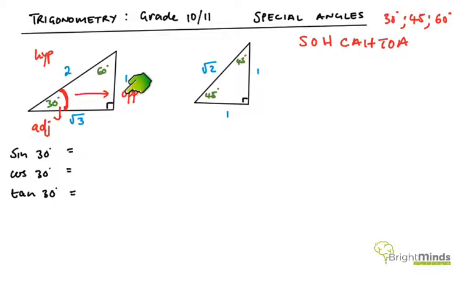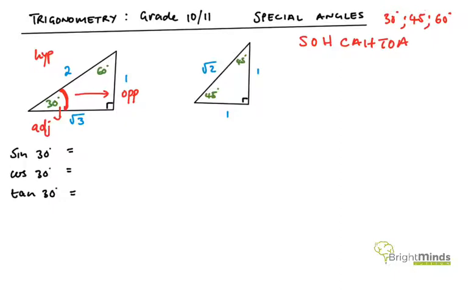So the side that is opposite to 30 degrees would be 1. The one that is adjacent to 30 degrees will be root 3. The side that is the hypotenuse will be that one. Remember, the hypotenuse won't change. The hypotenuse is the longer side that is opposite to 90 degrees. So therefore, I can write sine 30, cos 30, and tan 30.